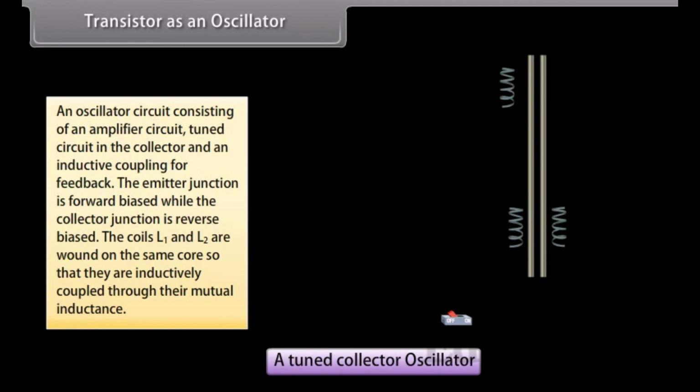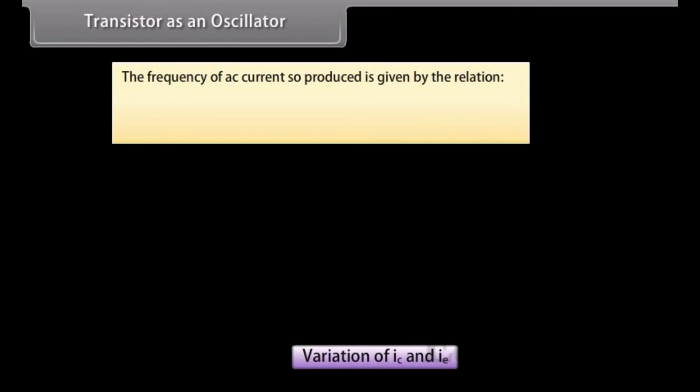Consequently, a voltage is induced in coil L, which charges the capacitor C with such a polarity as to support the forward bias of base emitter circuit. On reaching saturation, collector current stops varying, hence induced EMF in coil L vanishes. The frequency of AC current so produced is given by the relation f equals 1 upon 2 pi multiplied by 1 upon under root LC.